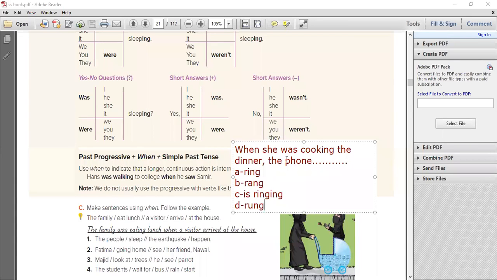B. When she was cooking the dinner, the phone. Now just try to analyze the sentence. يعني حلل الجملة. You have when, you have a verb in the past progressive. And the one thing that you don't have is a verb in the past simple. So the past simple of ring is what? Yes, rang, which is B. This is how it's going to be in the exam.